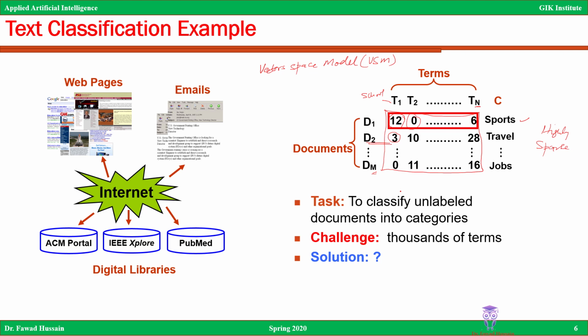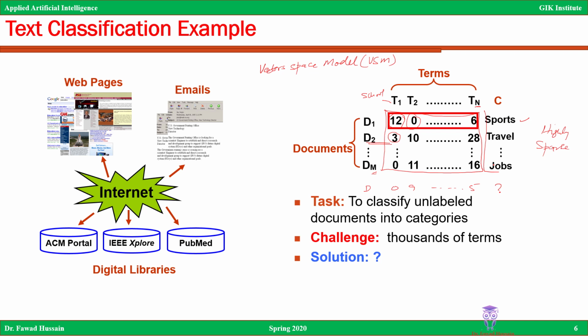So the task is to classify. Suppose I'm given the labels for the training data, and I want to classify the test data. So if a document is given, maybe 0, 9, so on, and 5, and there's a question mark here, which category does it belong to? Is it a sports document? Is it talking about traveling, about jobs, or anything else?